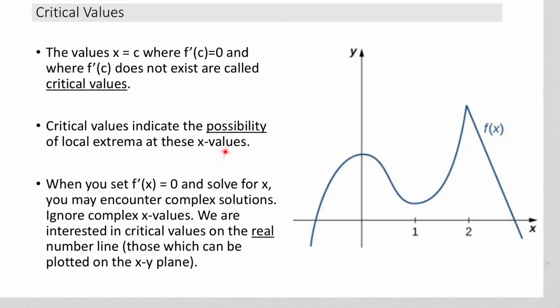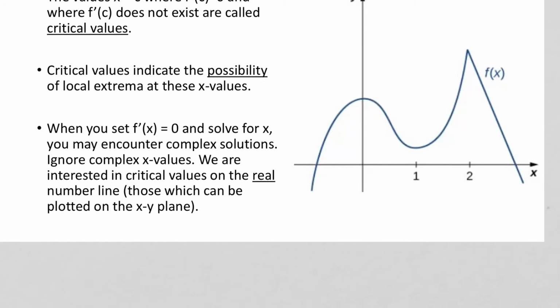Critical values indicate the possibility of local extrema occurring at these x values, but they don't guarantee that these x values are local extrema. When you set the first derivative equal to 0 and solve for x, it's possible you may get complex solutions. For instance, if you were using the quadratic formula to find x and you ended up with a negative under the radical. When this happens, we ignore these complex x values because we're only interested in real values that can be plotted on the xy plane.